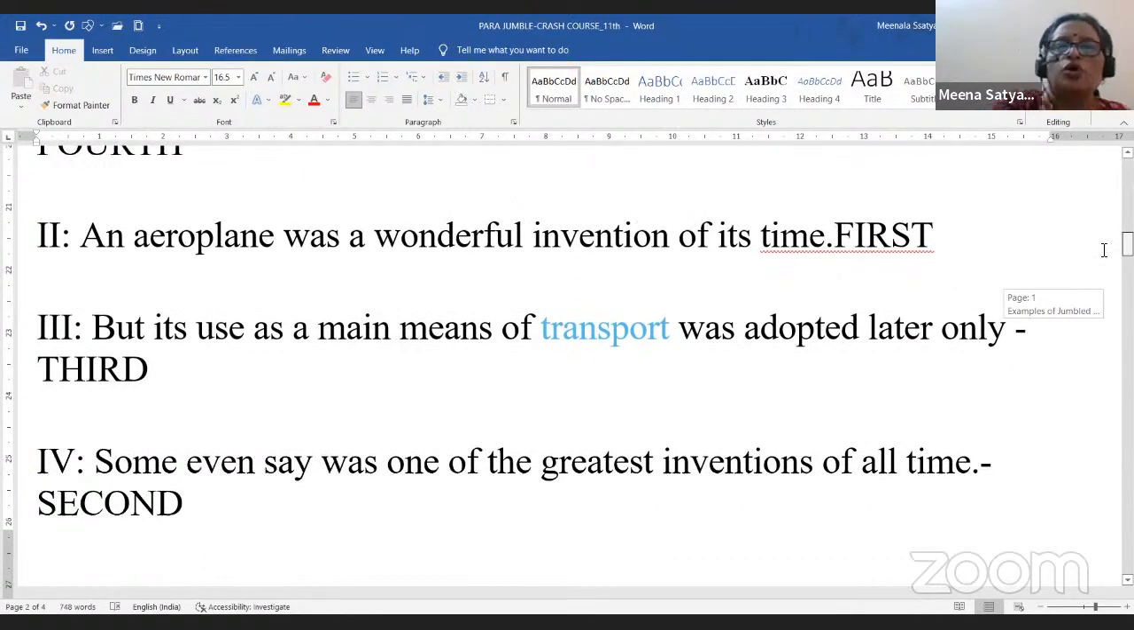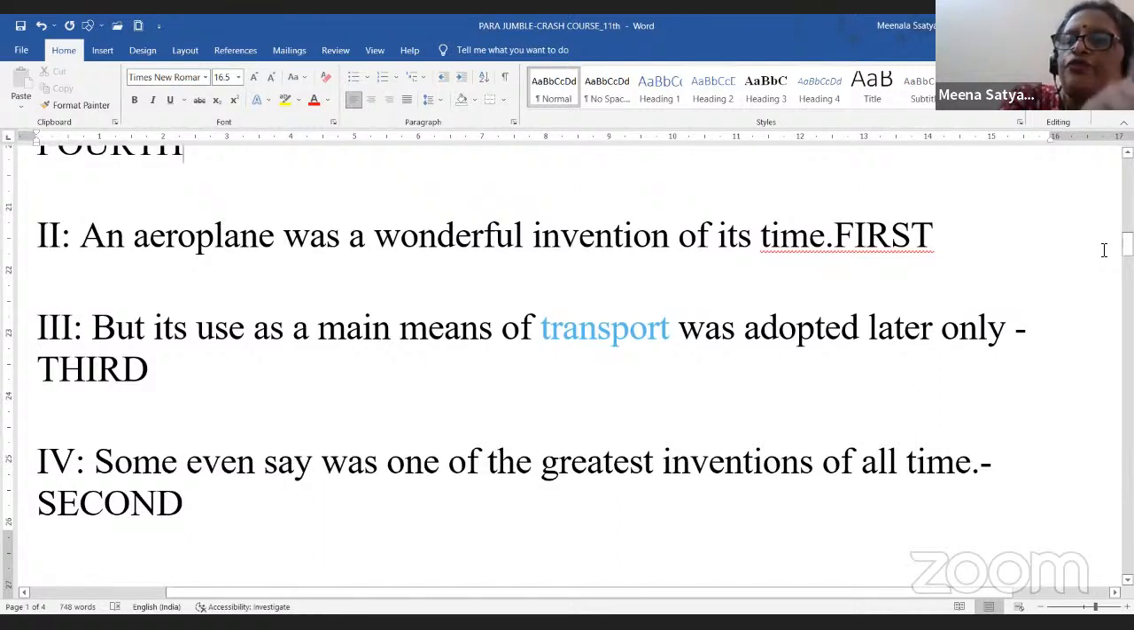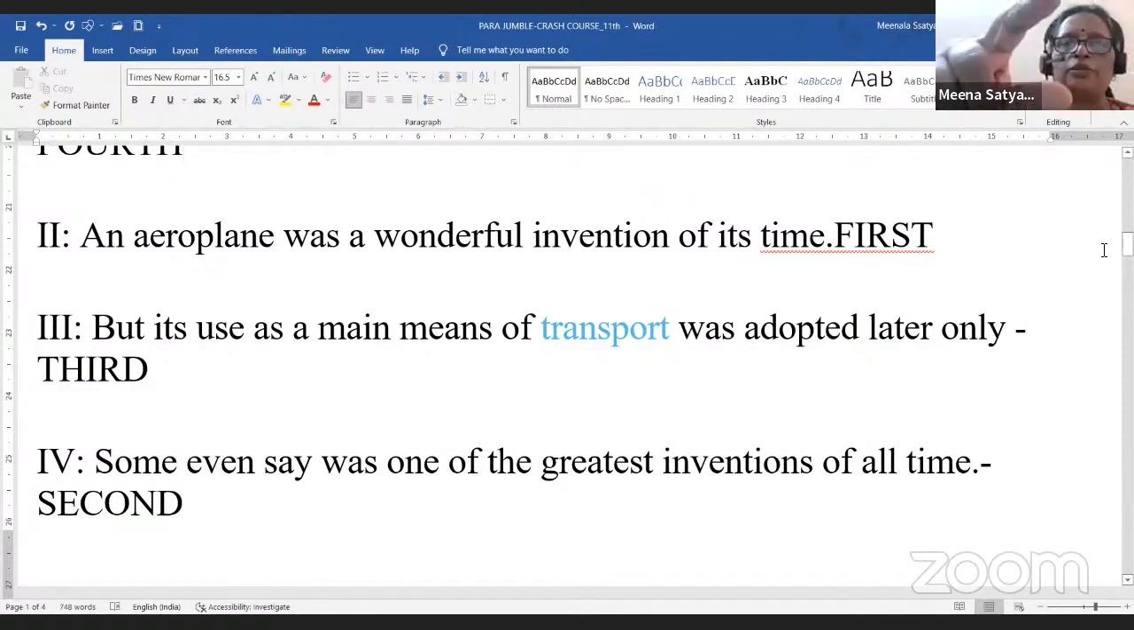Yes. So once again, I'll repeat for your sake. The main thing in these 4 sentences is the aeroplane. That is the crux of the whole 4 sentences. So, aeroplane was a wonderful invention of its time. That's the first one. Some even say it was one of the greatest inventions of all time.